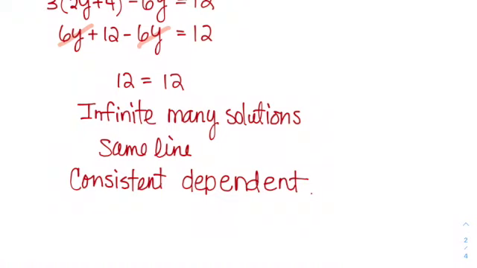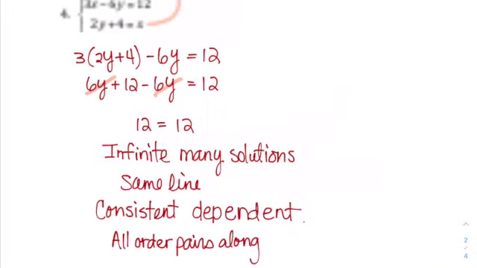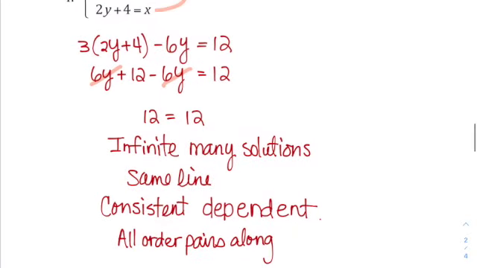I also want to make a point of how to write the answer. It should be all ordered pairs along the equation. You can pick 3x minus 6y equals 12. And that is very important because it's not just anywhere. That line is the solution. Not any line. That is the only line. Okay, 3x minus 6y equals 12 is the only line for the solution.